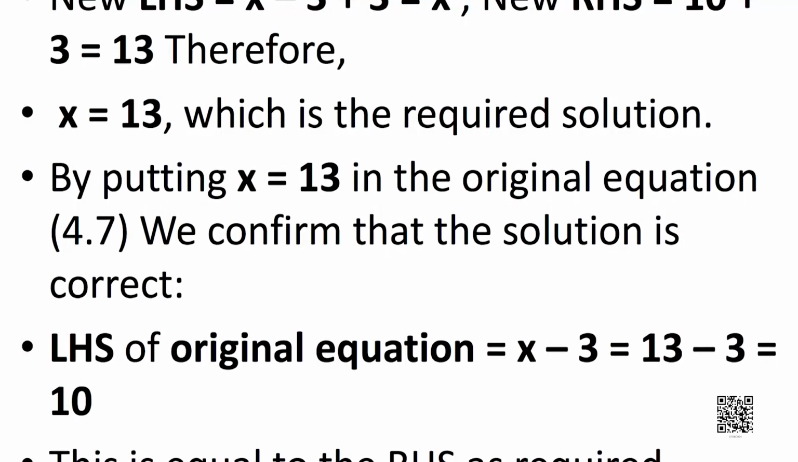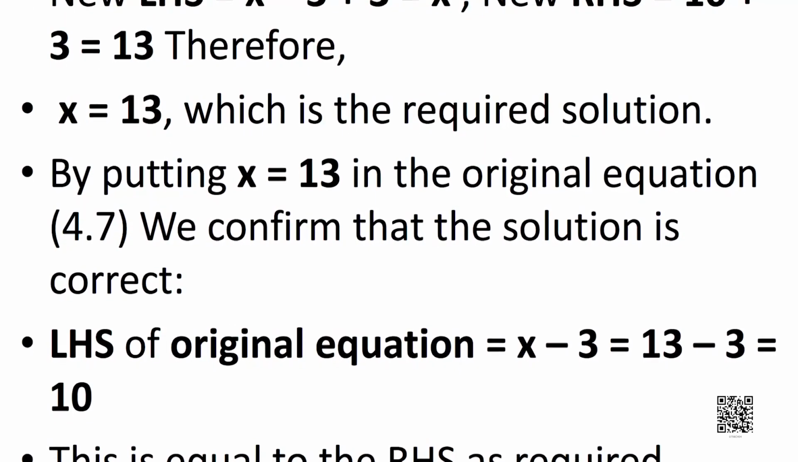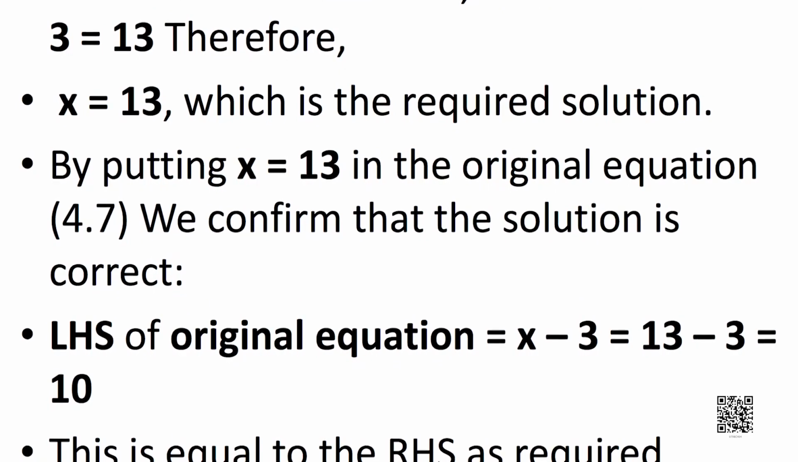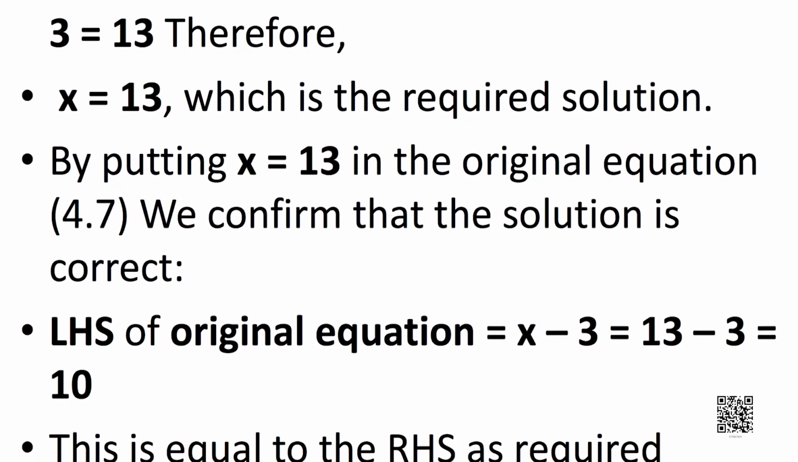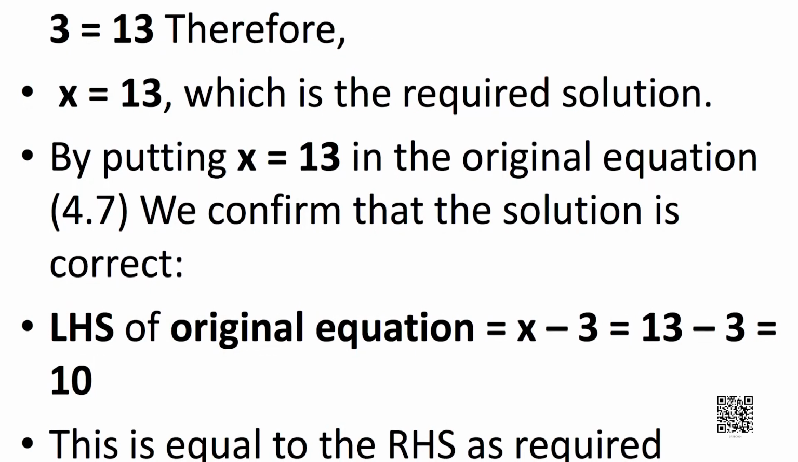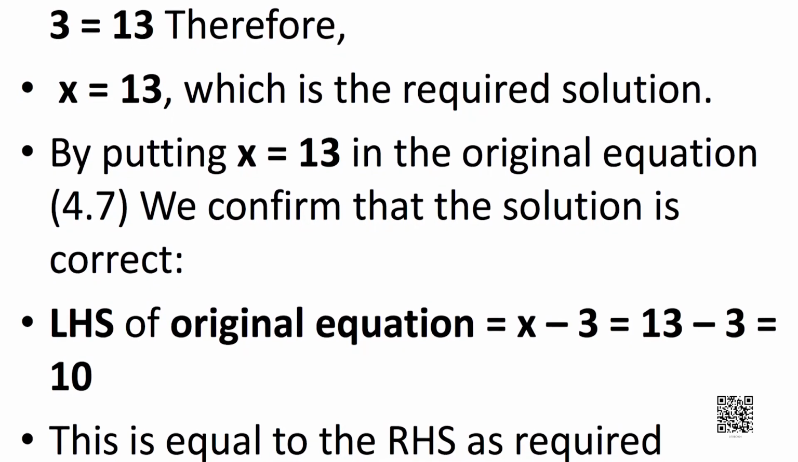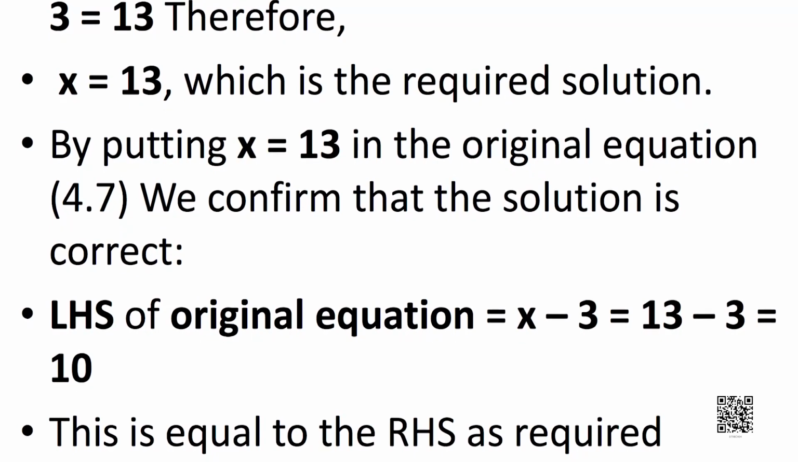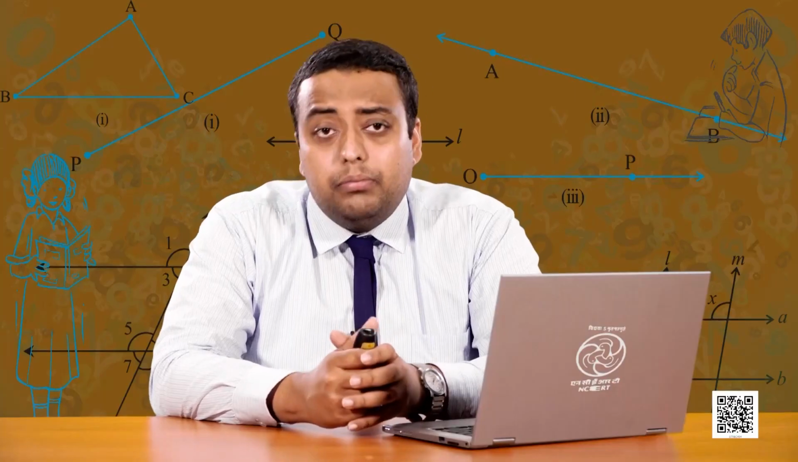By putting x is equal to 13 in the original equation, we confirm that the solution is correct. LHS of the original equation is x minus 3 is equal to 13 minus 3 is equal to 10. This is equal to the RHS as required. Let us do example number 5.